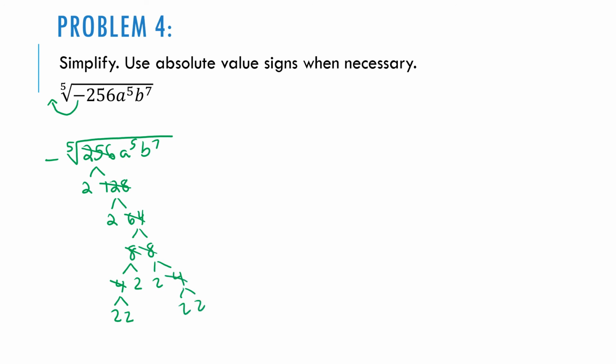Now I have a whole bunch of 2's left over, but since the index is a 5, I want to circle 5 of the same number. So 1, 2, 3, 4, and 5. There's one circle. I've only got 3 2's left over. That's not enough to make another circle. So those are going to end up inside the radical. So what I have currently is a negative sign on the outside because of this. Then a single 2 to represent the one circle that I have. I'm going to leave some space for the variables. And then I have my index of 5, and I have 3 2's left over.